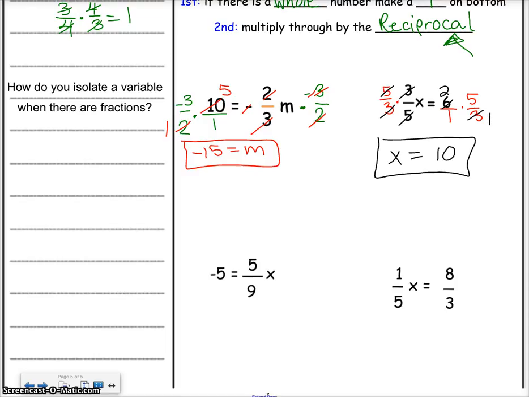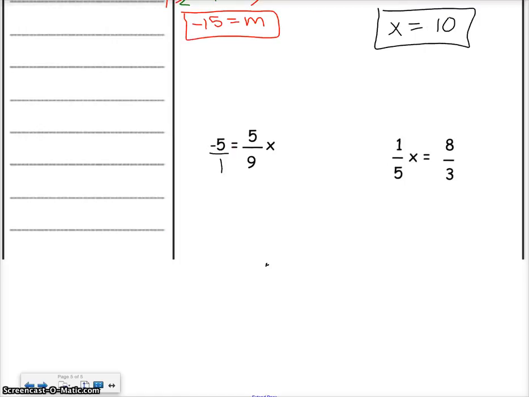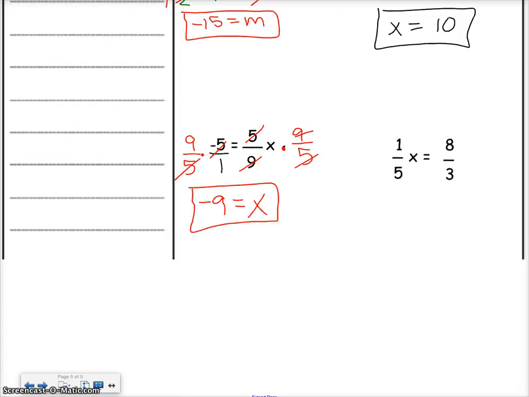Okay? The next one, negative 5 equals 5 over 9x. I'm going to go ahead and put a 1 on the denominator. I want to get rid of the 5 over 9 because that's by my x. So in order to get rid of 5 over 9, I need to times through by the reciprocal. I'm going to change my color here. So times 9 over 5. Maintain balance, do it to both sides. Cross simplify. 9 times negative 1 would just be negative 9 equals. Notice the bottom is just 1, so I didn't write the bottom down. Cancel, cancel. All I'm left with is x. Negative 9 equals x.